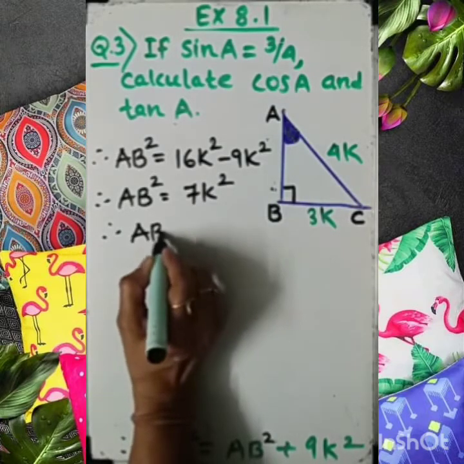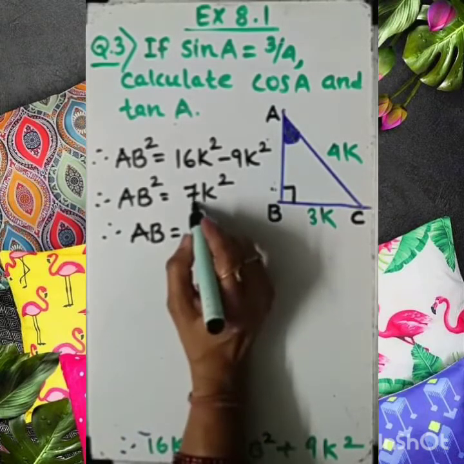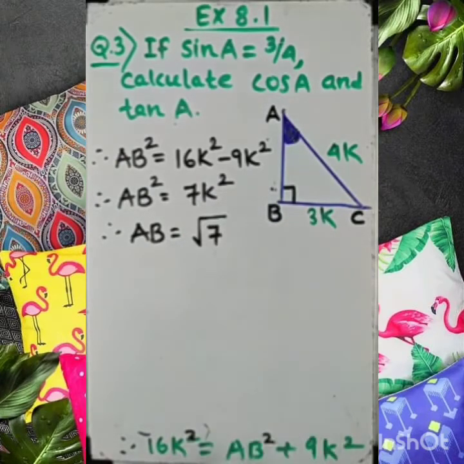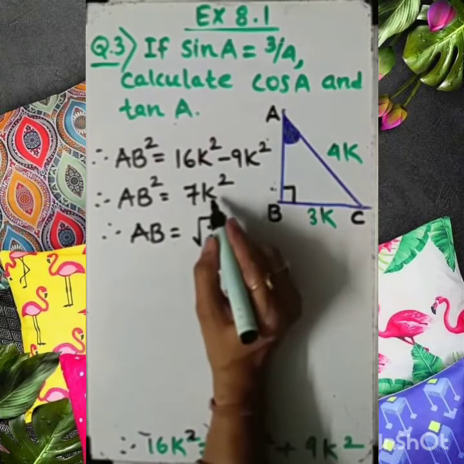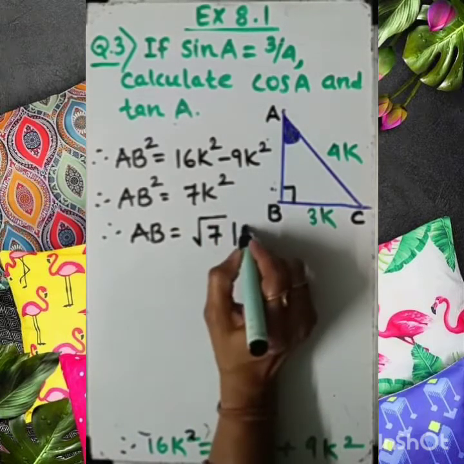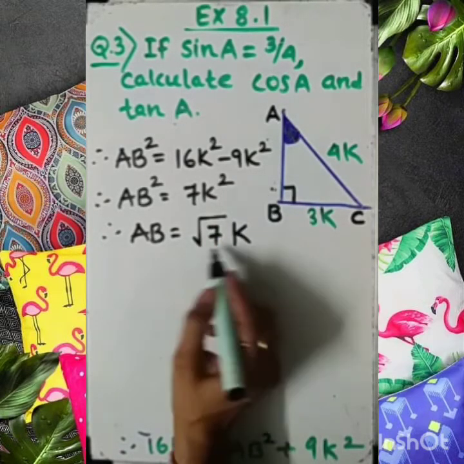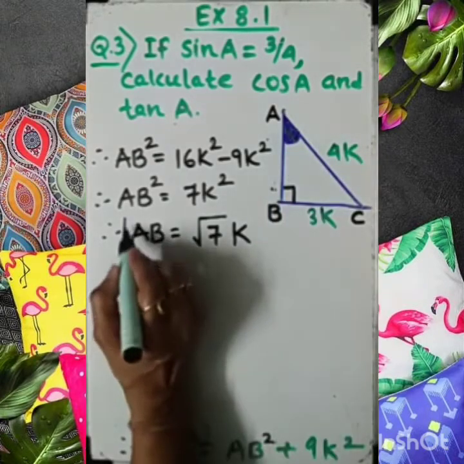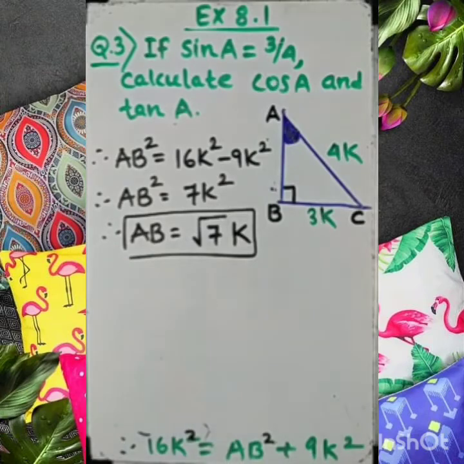Therefore, AB equals, what about 7? Is it a perfect square? No. So I need to write under root 7. And of course, K square is a perfect square of K, so I need to write it separately. So dear student, the value of AB which I got is under root 7K.